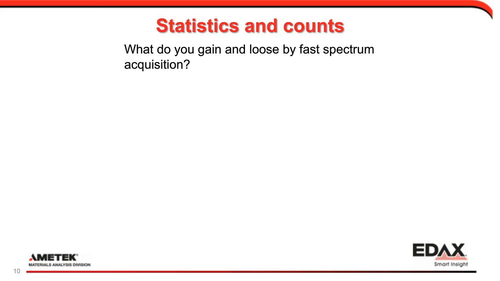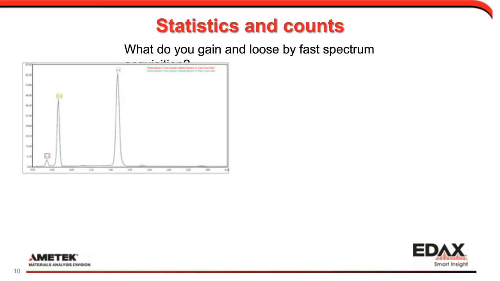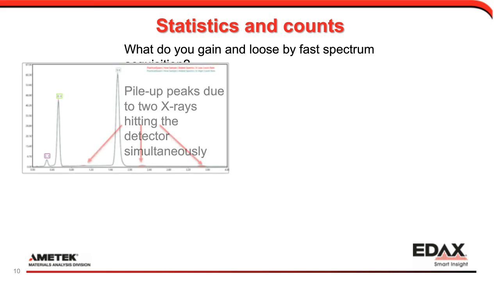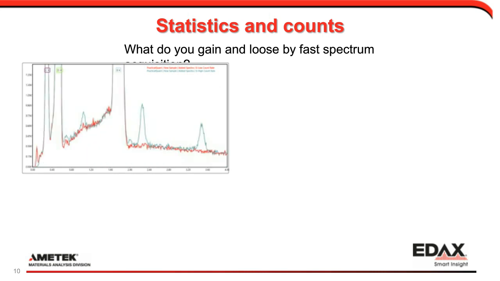So what do you gain and lose by doing this? We talked about the resolution for one. The other thing, well, you gain these, but we're not really happy about them: pileup peaks. This is what happens when you have two X-rays hitting the detector simultaneously. When you increase the count rates, this has a higher probability of happening. This is one of the reasons that people generally recommend to do quant at low count rate.